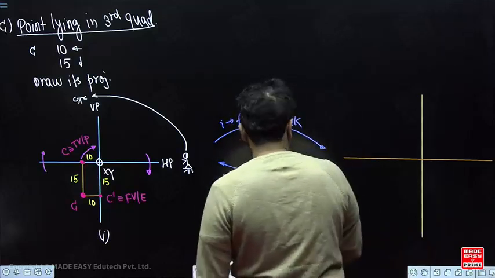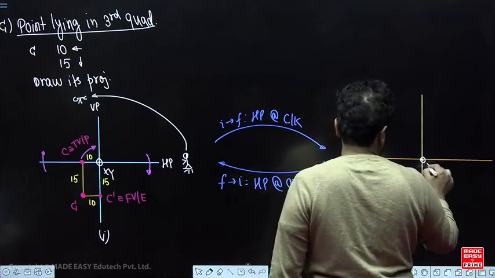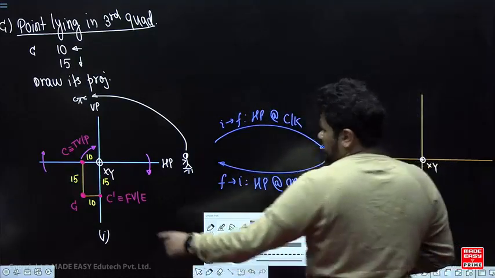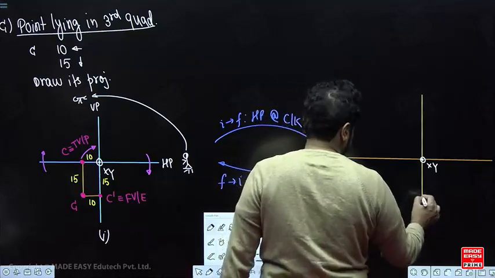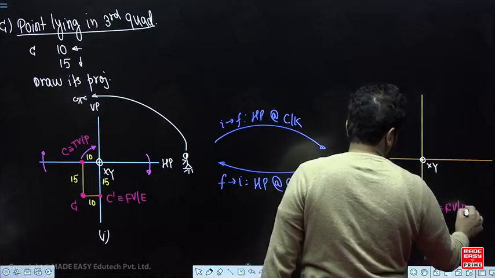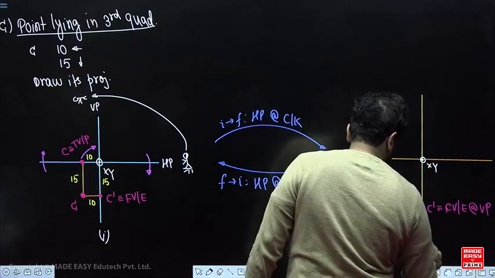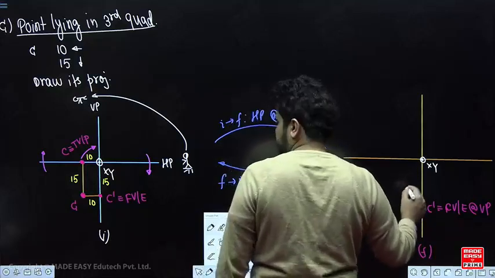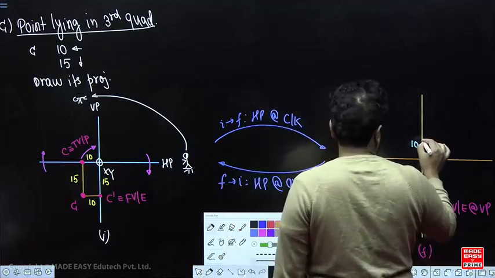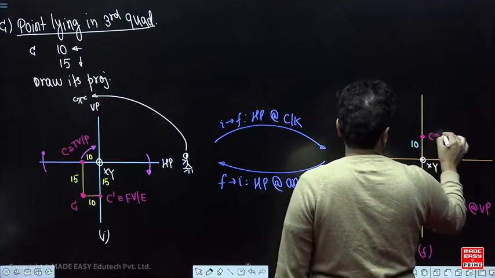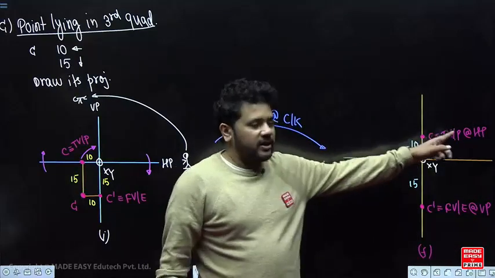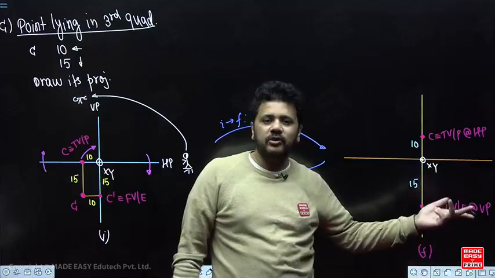Fine. So this is your XY, correct? Now where is your C dash? So C dash is here, 15 mm. C dash is the front view or elevation at VP, this is the final. What is the distance? This distance is 15, and at a distance 10 we have small c, which is the top view or plan at HP. You can see that above XY is HP, below XY it is VP, third quadrant.